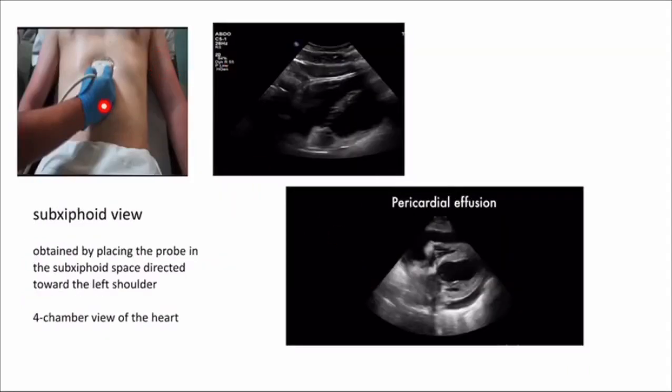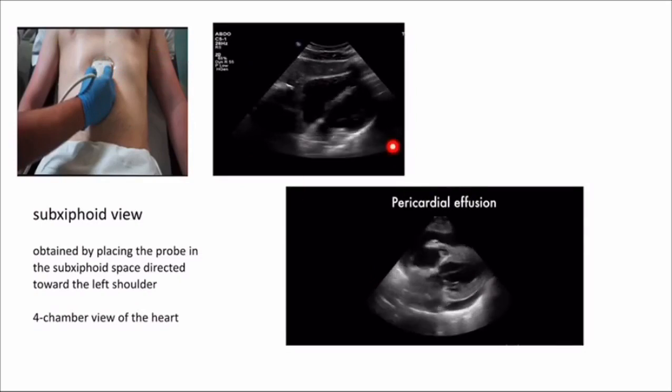Okay, this is an example of the probe placed in the subxiphoid region to evaluate the four-chamber view of the heart and the pericardium.